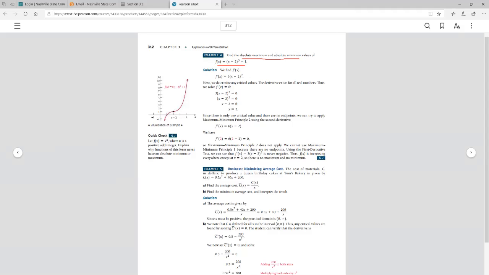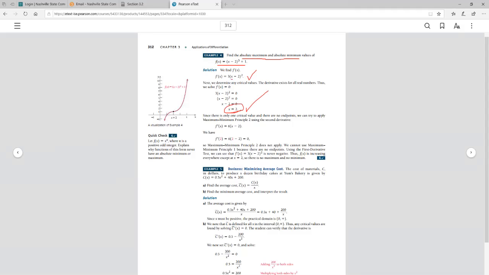If we take the derivative, we end up getting 3 times the quantity of x minus 2 squared. All we have to do is figure out when is the derivative equal to 0. The only way the derivative can be 0 is if x is 2. If x is 2, then we know the derivative is 0. That is the only critical value. And that's what makes the previous theorem so powerful.